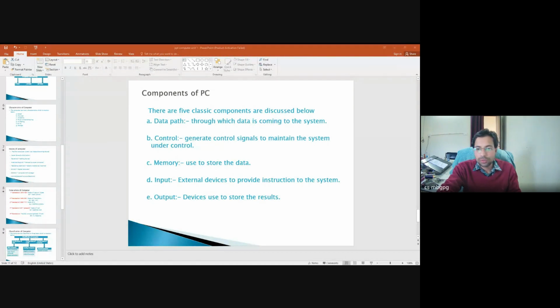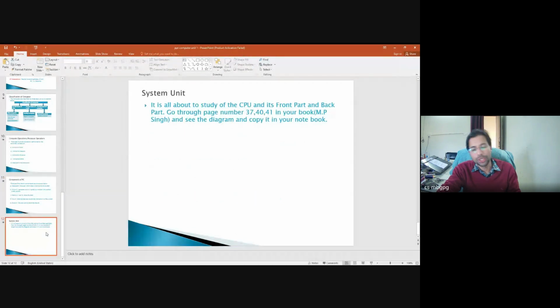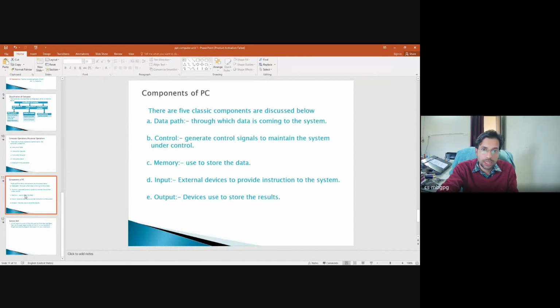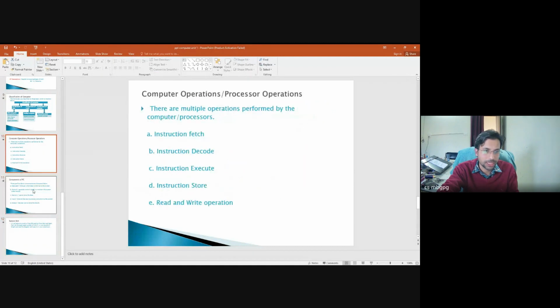So in the next class, we will discuss the storage memory hierarchy. These are the components which we discussed in this lecture, and some classifications, fetch cycles, and components of the computer system. I think it's enough for today. We will discuss the rest in the next class.